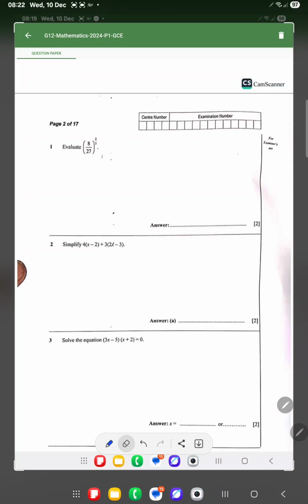Alright, so now we have our first question, which is saying evaluate (8/27)^(2/3). This question is coming from index notation. Whenever you are given something in brackets raised to a certain power that is a fraction, the power has two numbers, the one up and the one down. The number which is down is a 3, you need to put it there, and then you write the 8 over 27 which is inside, everything in brackets, raised to power 2.